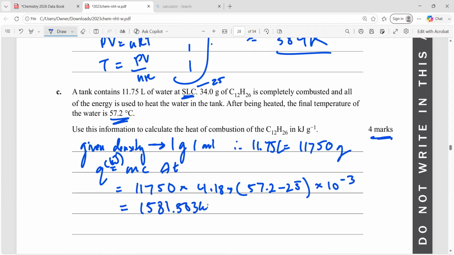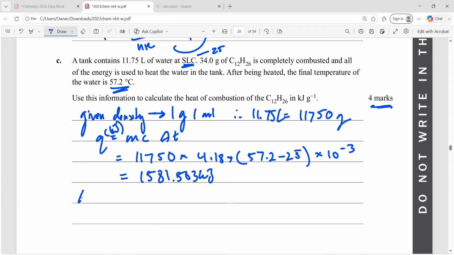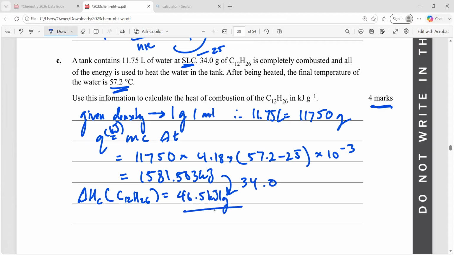1581.503 kilojoules. And then we want to find out the delta HC of C12H26. So let's divide this by 34.0 grams. And we should get something like 46 kilojoules per gram.